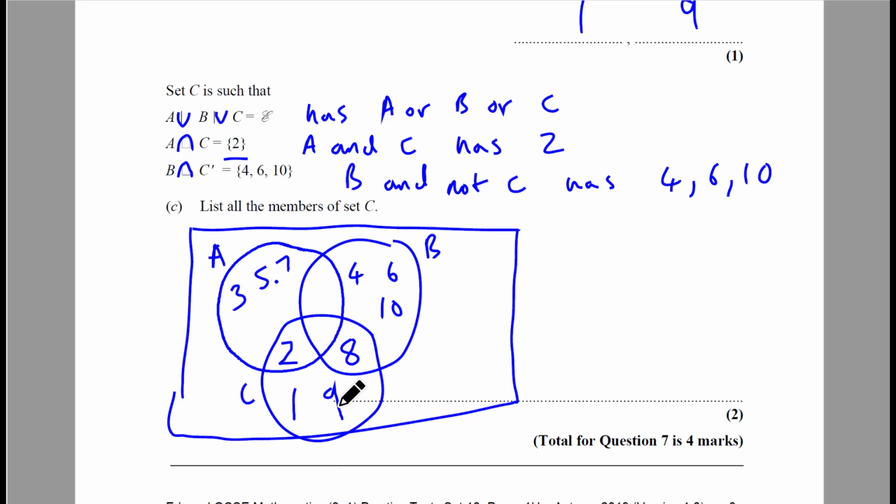So list all the members of set C. Now set C has all these conditions. Can you see what is in C? That's 1, 2, 8 and 9.